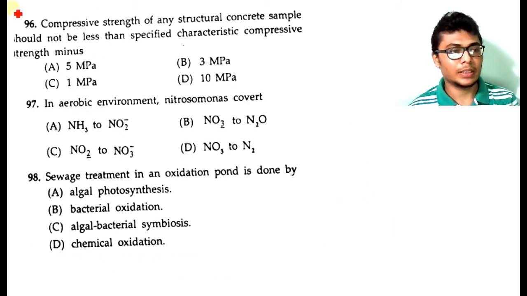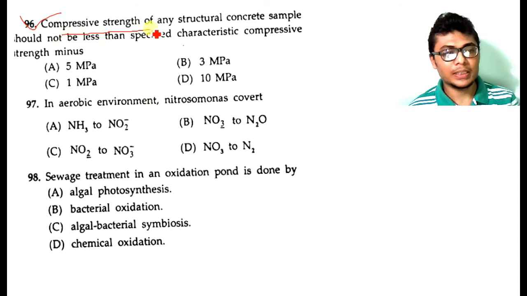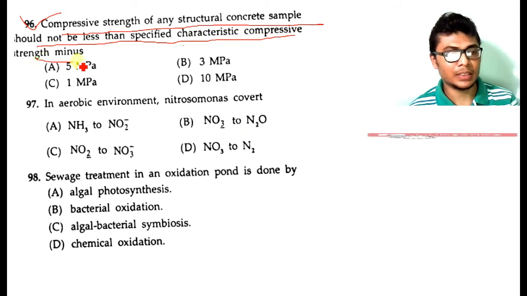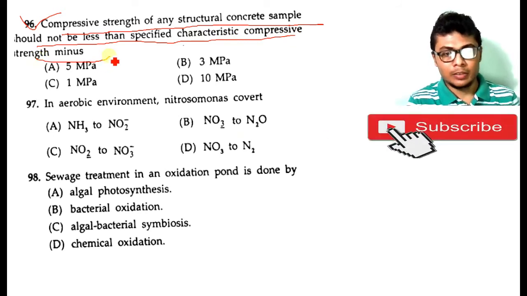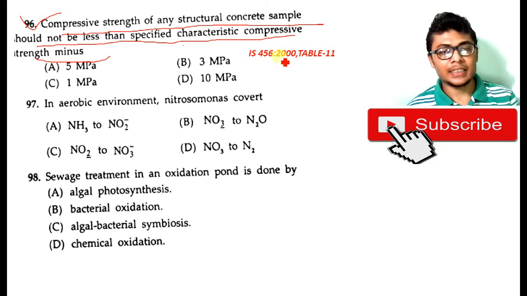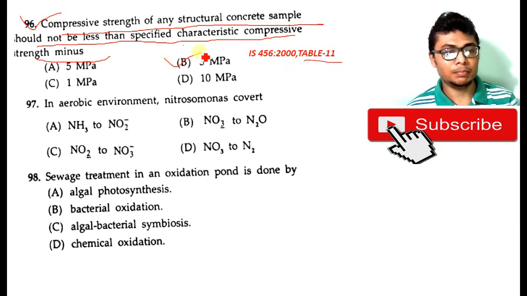Next question, question number 96. The compressive strength of any structural concrete sample should not be less than the specified characteristic compressive strength minus? Note down, as per IS 456:2000 table number 11, the answer will be B, 3 MPa. Okay. Next question, question number 97.